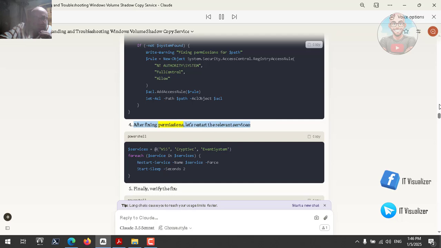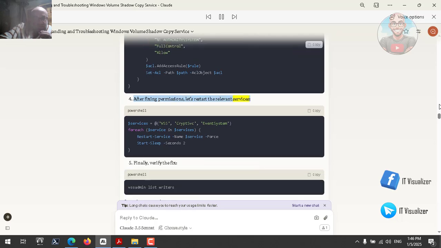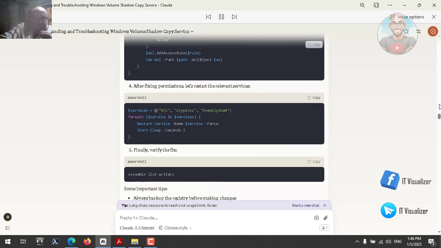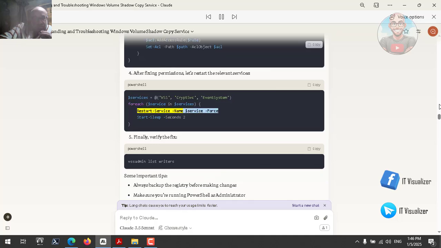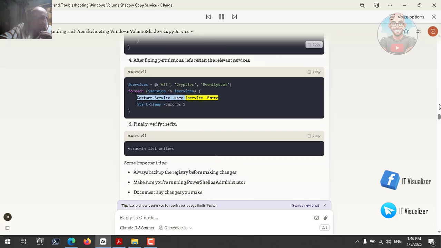After fixing permissions, let's restart the relevant services. PowerShell. Copy. $services = @("VSS", "CryptSvc", "EventSystem"). foreach ($service in $services) { Restart-Service -Name $service -Force; Start-Sleep -Seconds 2 }.